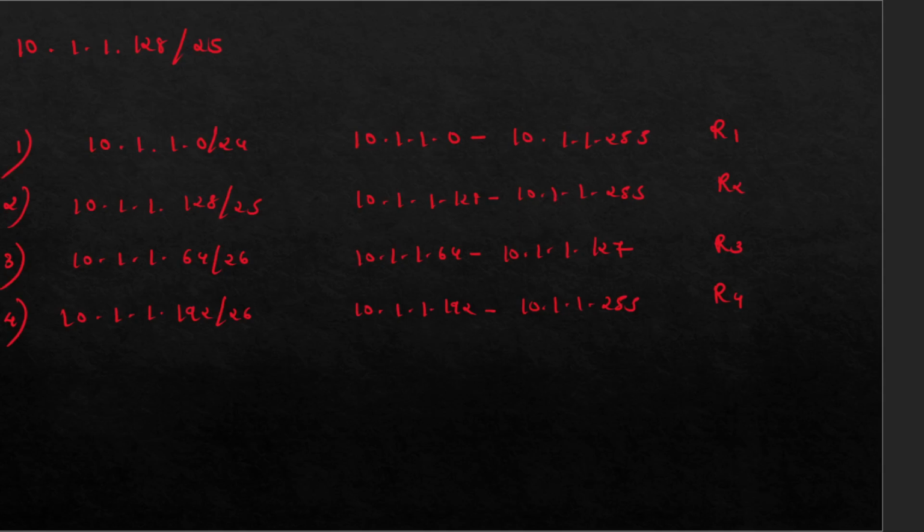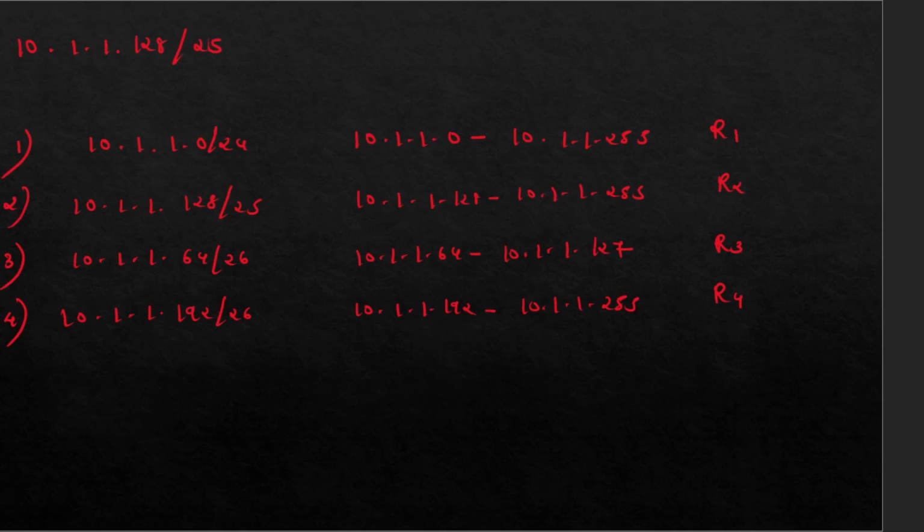So host 10.1.1.16 lies in the range of subnet number 1, and so it will pass through router R1. So this is for the first one, right? Second, for host 10.1.1.72, you have to check here. It will lie in the range of subnets 1 and 3. Since the prefix length of subnet 3, which is 26, is greater than that of subnet 1, which is 24, the host IP address will pass through R3.